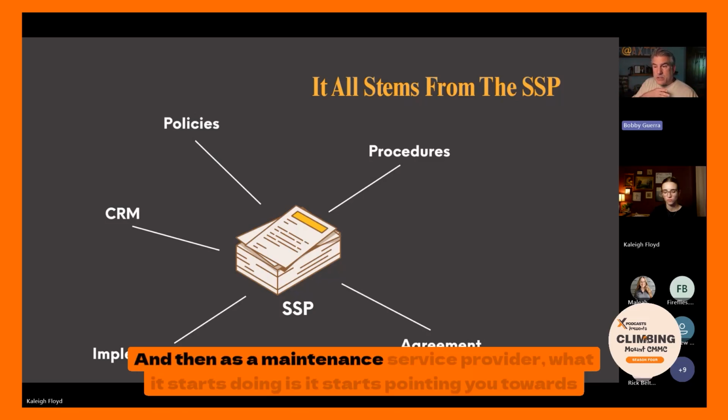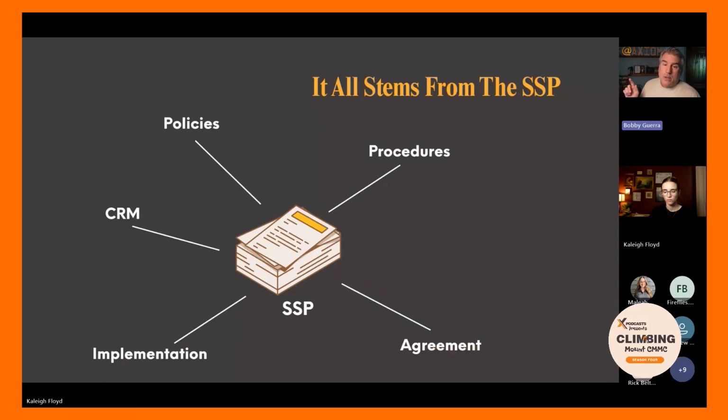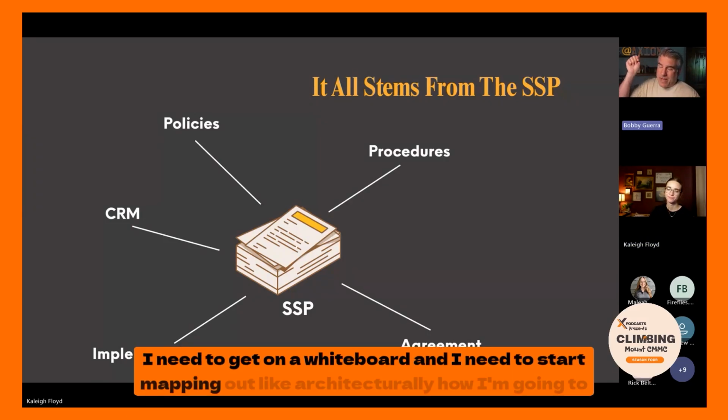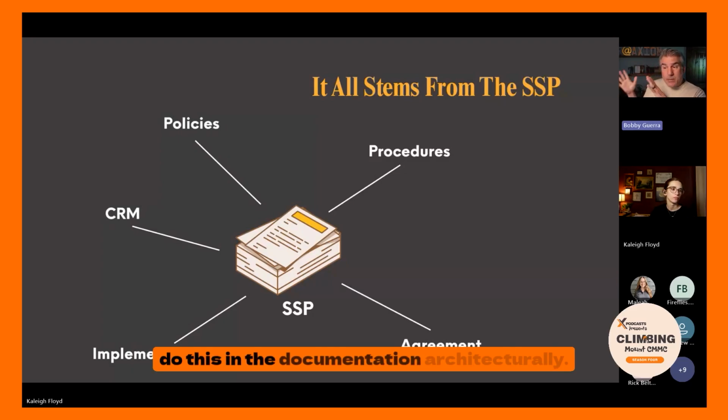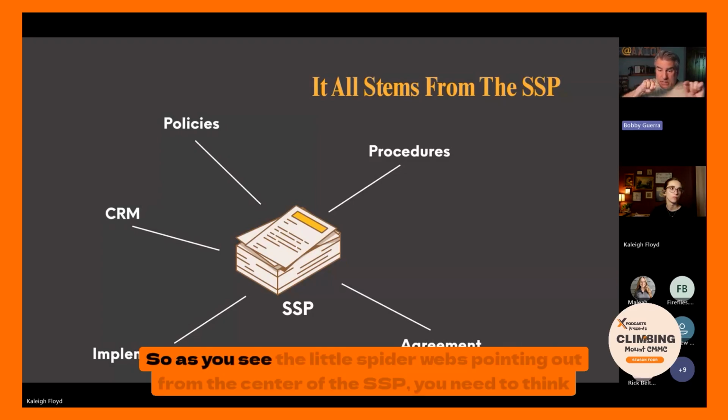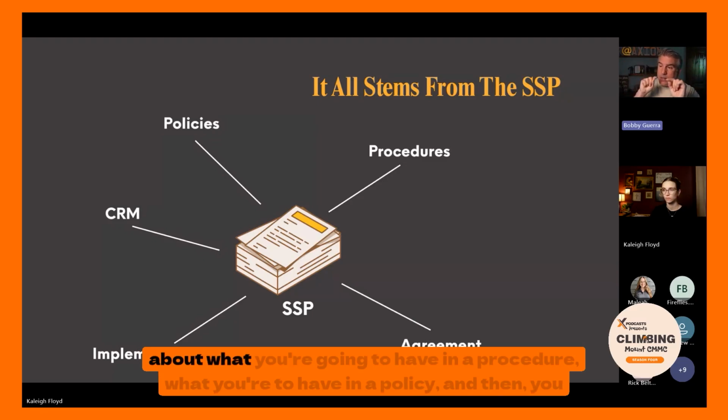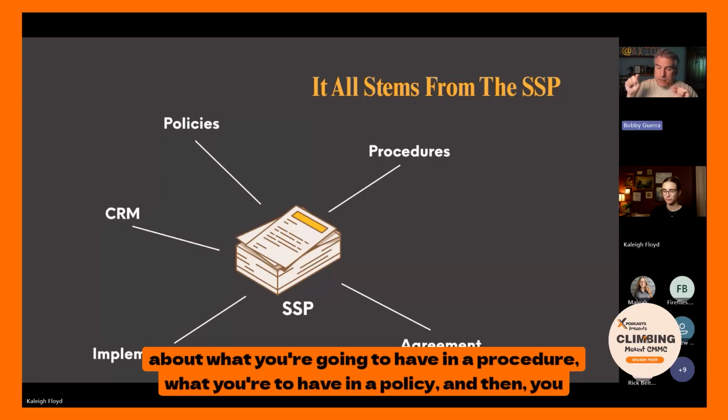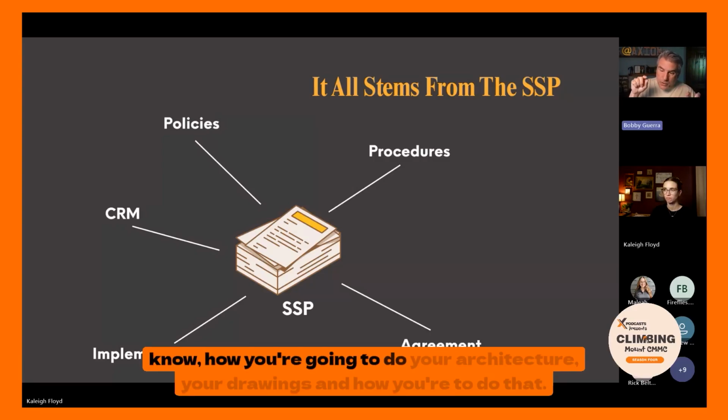As a managed service provider, it starts pointing you towards the whiteboard. I need to get on a whiteboard and start mapping out architecturally how I'm going to do this in the documentation. So as you see the little spider webs pointing out from the center of the SSP, you need to think about what you're going to have in a procedure, what you're going to have in a policy, and how you're going to do your architecture and your drawings.